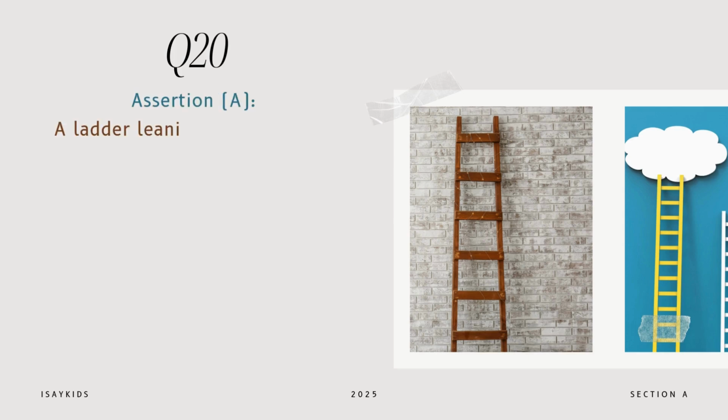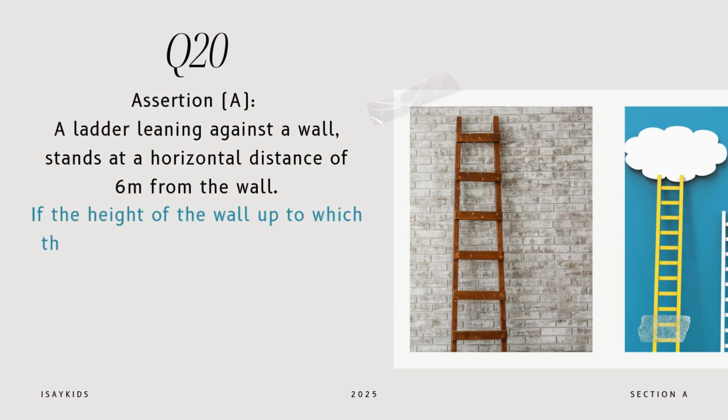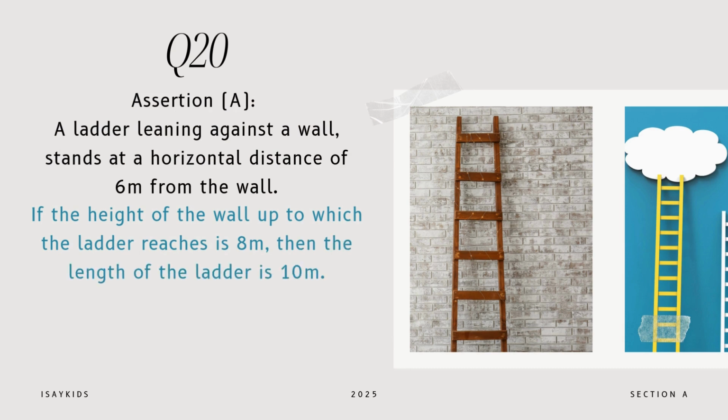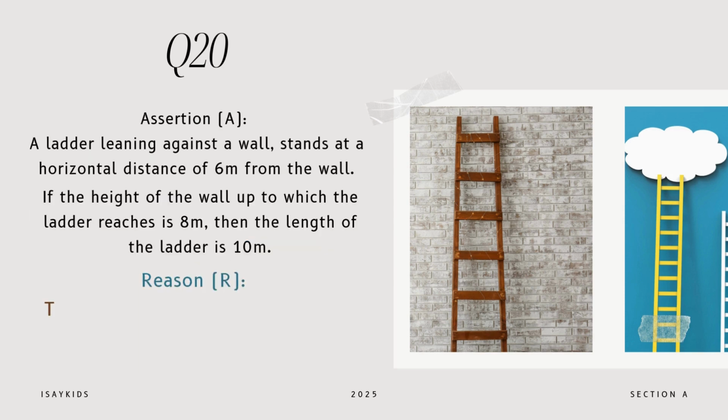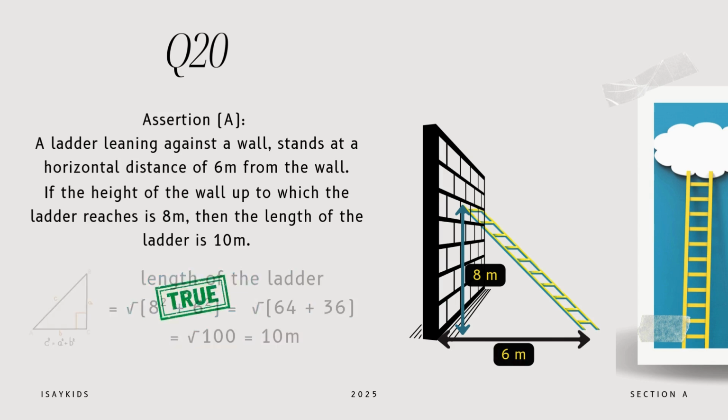Assertion is a ladder leaning against a wall stands at a horizontal distance of 6 meters from the wall. If the height of the wall up to which the ladder reaches is 8 meters, then the length of the ladder is 10 meters. Reason: the ladder makes an angle of 60 degrees with the ground. Let's first see the assertion. Using Pythagoras theorem, we can find that the length of the ladder is 10 meters. So, the assertion is true.